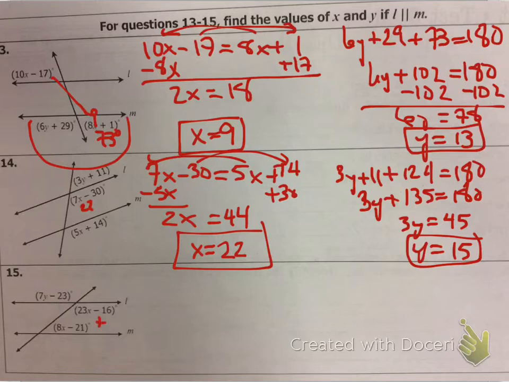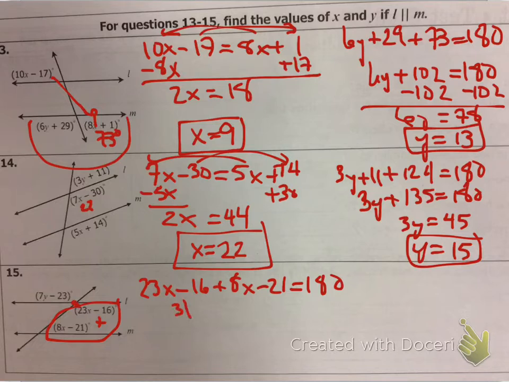These two add up because they're consecutive interior. So 23x minus 16 plus 8x minus 21 equals 180. Okay, so, and then realize those two are going to be equal. So here I would have 31x minus 37 equals 180. So 31x is equal to 217, and then you can divide, and that should get you x equal to 7.